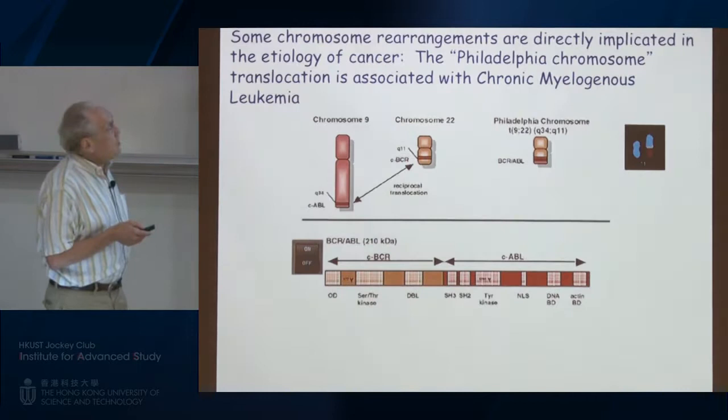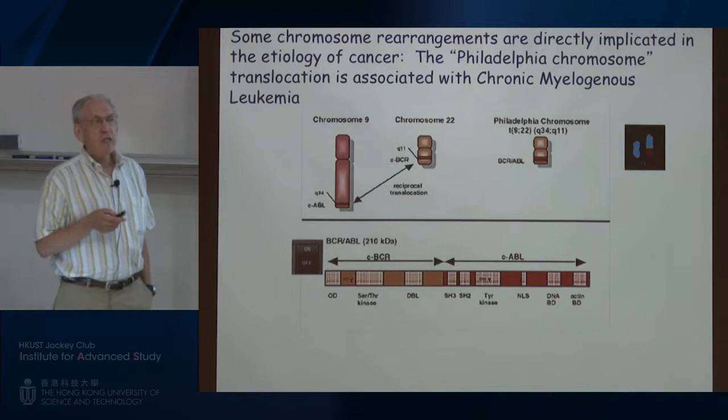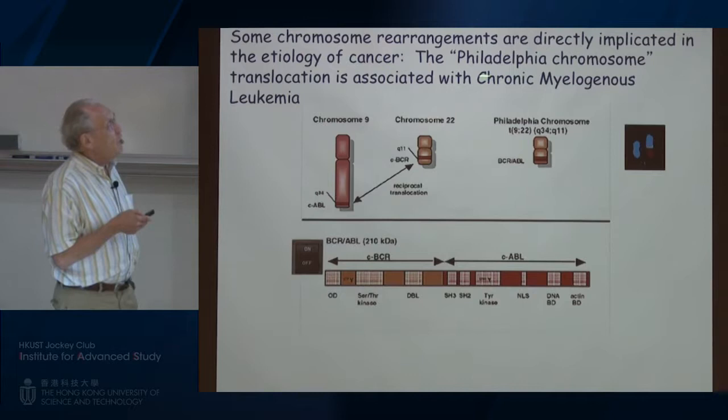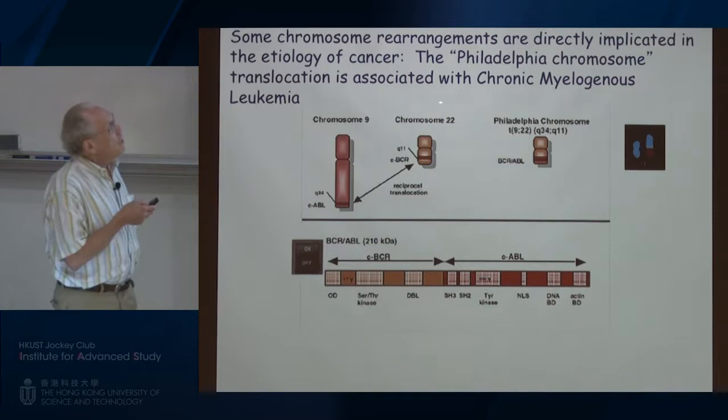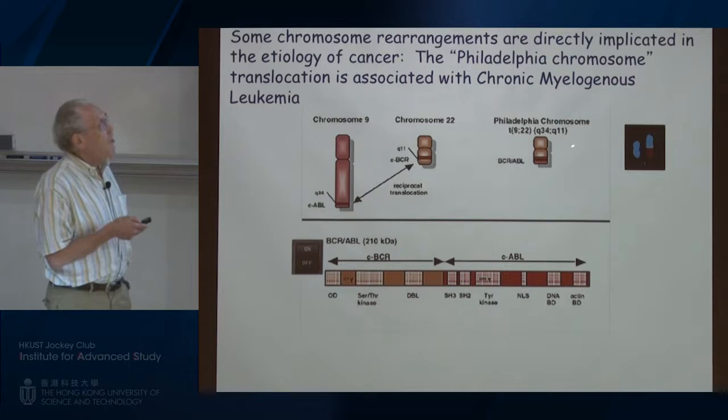Some of these translocations that are shown in that previous slide are actually important in the origin of the cancer. The most famous of these is the so-called Philadelphia chromosome. It's called that because it was found in the city of Philadelphia in the United States. And this Philadelphia chromosome is a particular translocation which joins a segment of DNA from two different chromosomes together.